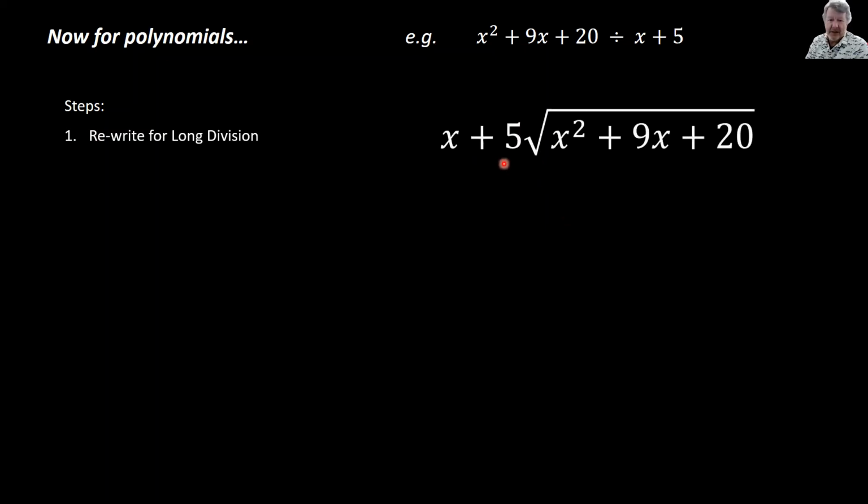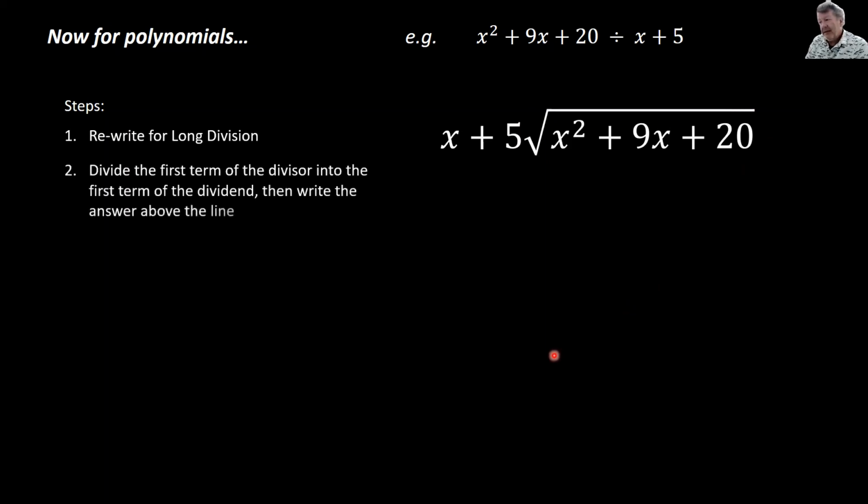See that? X plus 5 is the divisor. This is the dividend, and we're going to put the quotient on top. Second step, divide the first term of the divisor into the first term of the dividend, then write the answer above the line. All right, what does that mean? Well, there's the first term of the divisor. There's the first term of the dividend.